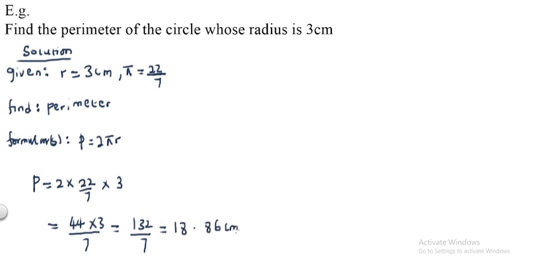18.86 centimeters. So this is 18.86 centimeters, 2 decimal places. In case you are confused about what this means, it simply means 2 numbers after the point. I'll leave a link to the video here to explain approximation for you further. Let's look into another example.